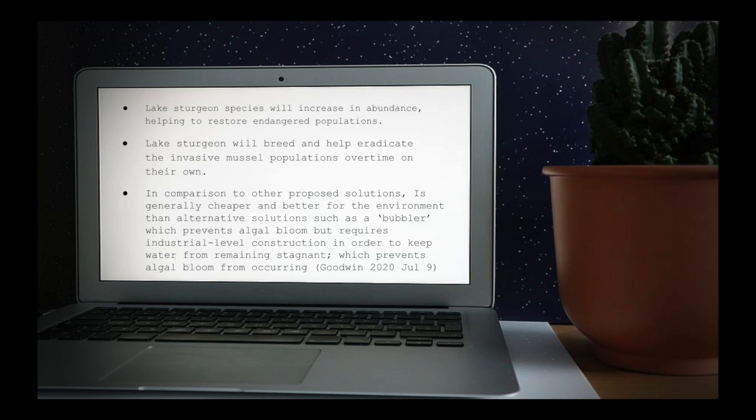The solutions mentioned within this presentation are generally cheaper and better for the environment than alternative solutions, such as using a bubbler. Bubblers prevent algal bloom, but require industrial-level construction in order to keep the water from remaining stagnant, which in turn prevents algal bloom from occurring.